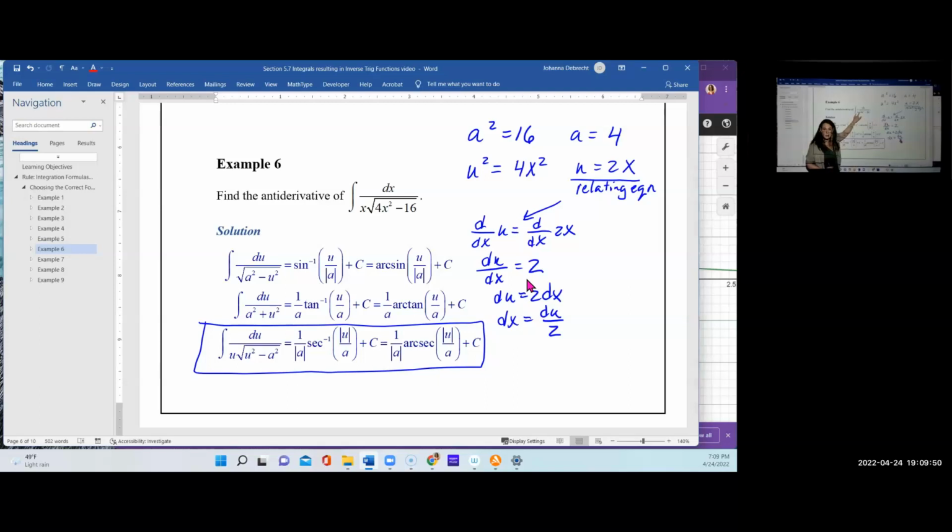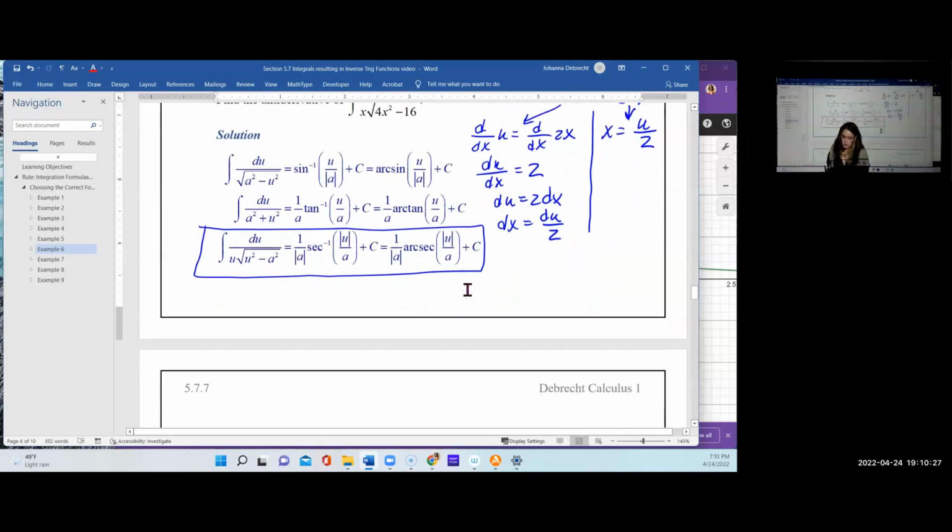What about the x, though? Again, go back to your relating equation. If u is equal to 2x, then it must be that x is equal to u divided by 2. Now that we have this, we have something that we can substitute in place of the x, which is in the original integral, with something that relates to u, which can be used over here in the denominator where we have the u. Now let's substitute each piece that we have.